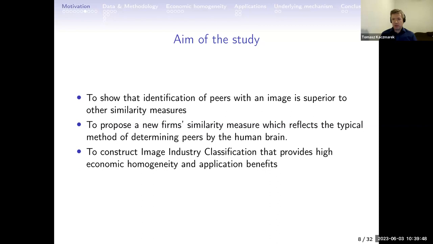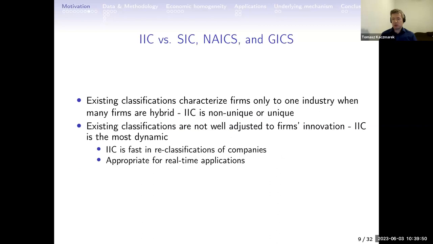And when we first compare our approach to standard industry classifications like SIC, NAICS, or the Global Industry Classification Standard, then we can say that existing classifications assign firms to only one industry when many firms are hybrid. And with our approach, we can identify objects from the characteristics of one company and then link this company with different industries.